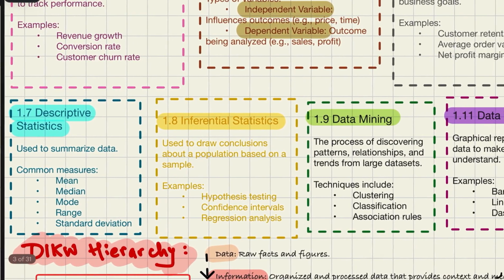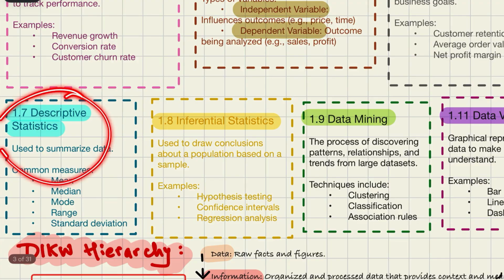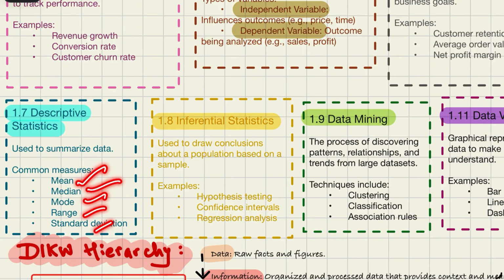Next, we move forward and discuss what descriptive statistics is. You might already know what statistics is. We'll talk about descriptive. This term means that we are summarizing the historical data. Okay, we summarize the data using common measures like mean, median, mode, range, etc.